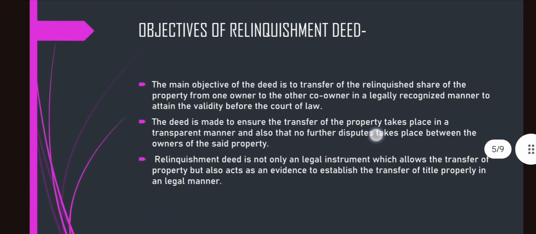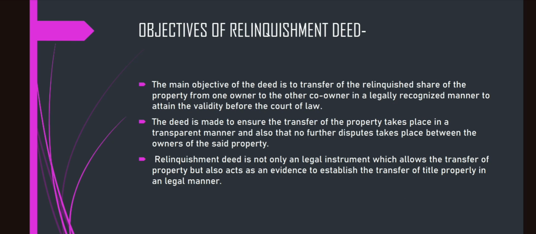Now, what are the objectives of a relinquishment deed? The main objective of the deed is to transfer the relinquished share of one owner to the other co-owner in a legally recognized manner. This legally recognized manner is used to attain the validity a deed requires to be recognized in front of the court of law.